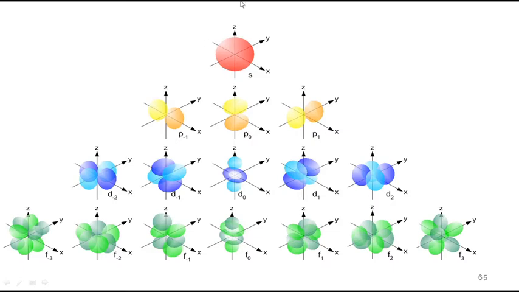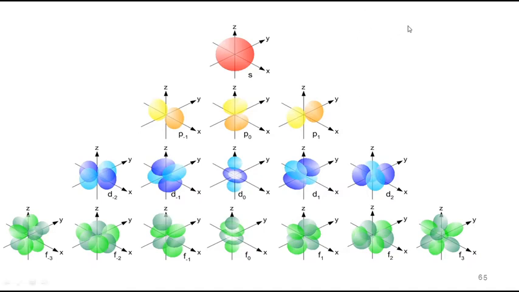So for S, only one orientation, a sphere, is it not? One S orbital. Then Px, Py and Pz. Then dxy, dyz, dxz, dx square minus y square and dz square. These are the 5 orbitals. Then these are the F orbitals. Totally 7 orbitals you have. How did I find this out? Using the azimuthal quantum number.